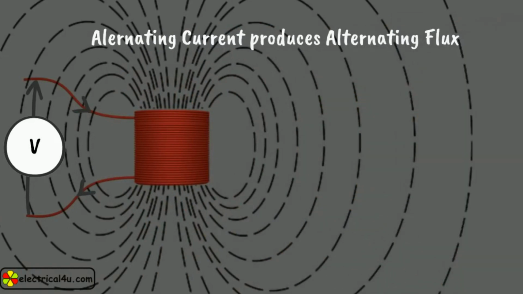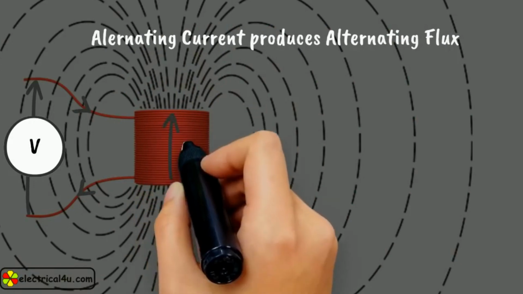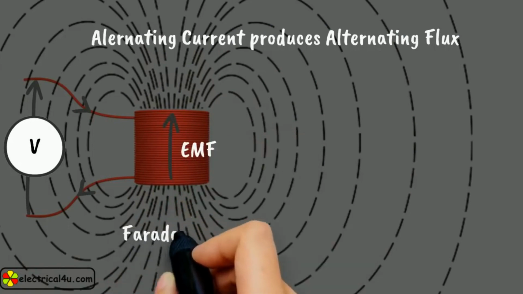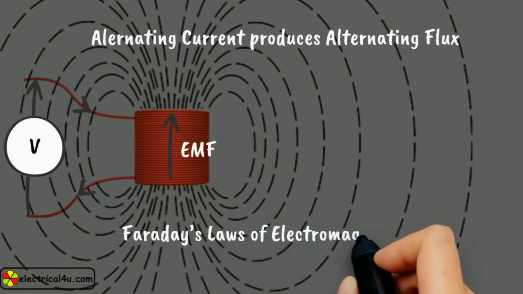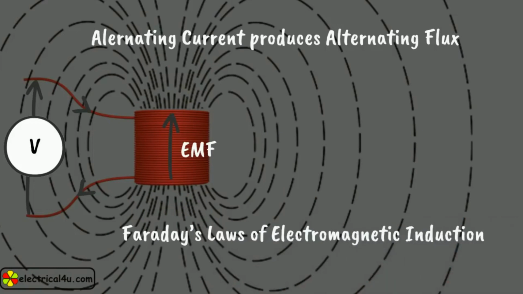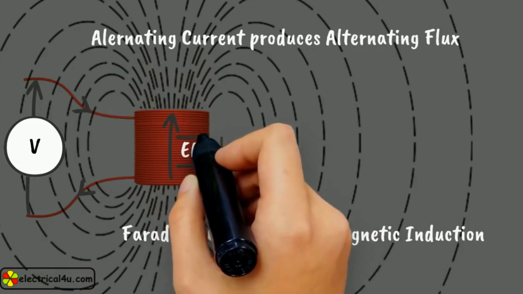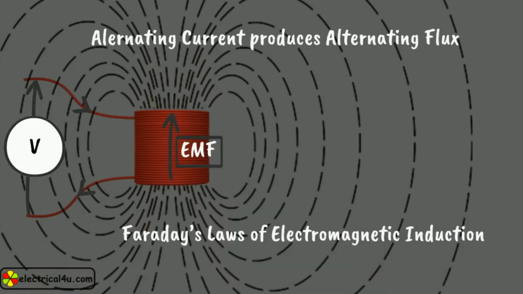The flux lines link the winding itself, and the flux is varying, so there will be a self-induced EMF across the winding. This phenomenon is due to Faraday's laws of electromagnetic induction. This induced EMF or voltage, whatever you say, is the same in magnitude and opposite in polarity to the supply voltage. Supplied alternating voltage causes alternating current in the winding, which produces continually varying flux inside and outside the winding. This continually varying flux produces induced EMF across the winding.